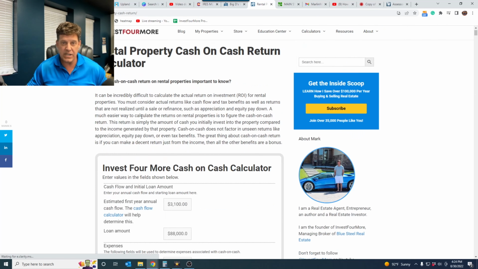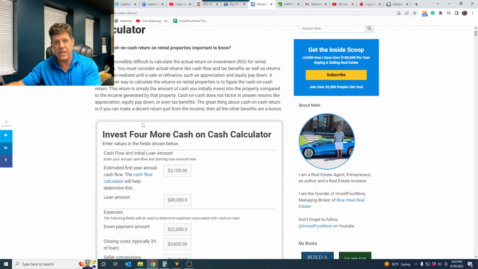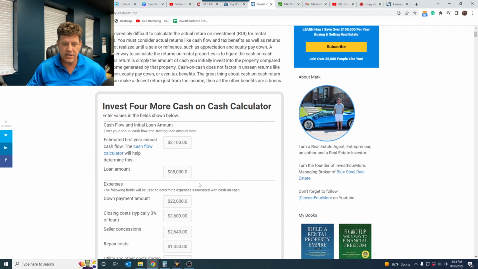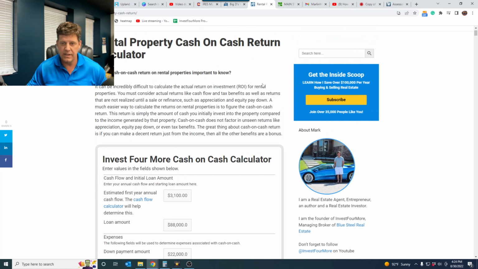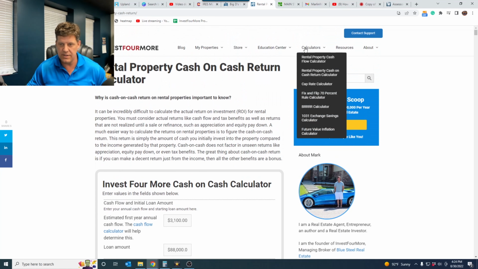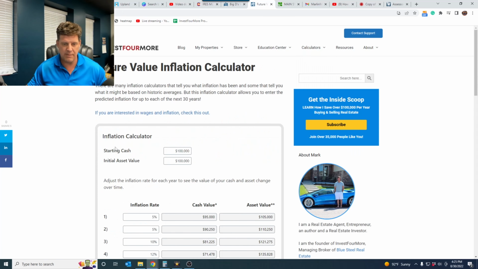We have one for cash on cash, figuring out, hey, what percentage are you making on your cash once you figure out what your cash flow is. I won't go through all these. I have videos for all of these if you want them. And then the cap rate, we've got a fix and flip calculator, a BRRRR calculator, buy, repair, rent, refinance, 1031 exchange calculator, and our inflation calculator right here, which I want to talk about too.